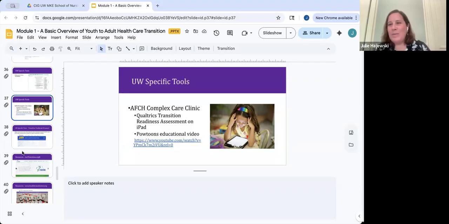So when their youth and families come in and check in, they're handed the iPad and they go through and do their assessment that day. So then when the provider comes into the room, they've already got that score. They can talk about areas of challenge and next steps for progress.